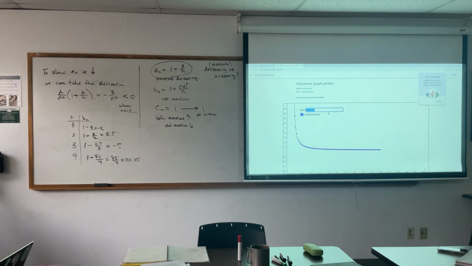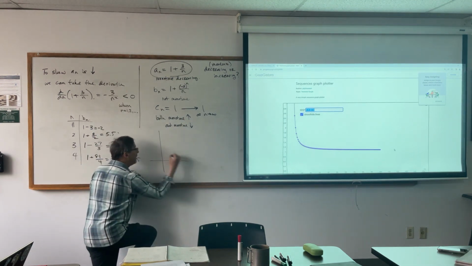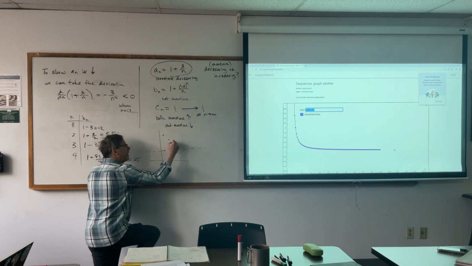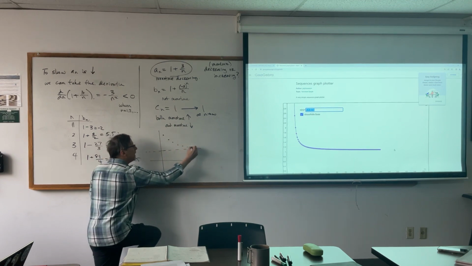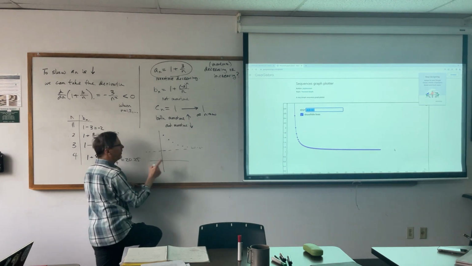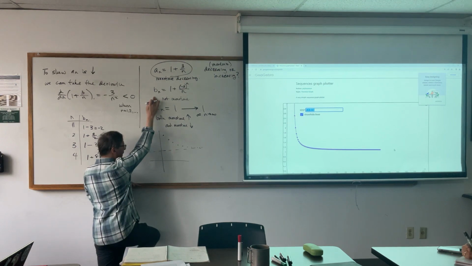Let's look at that again. Notice where 1 is. It's right underneath this. In fact, this sequence here looks something like this. If you had 1 here, you would see the sequence getting closer and closer to 1, never getting there, but getting closer and closer to 1. This sequence never gets closer to anything.